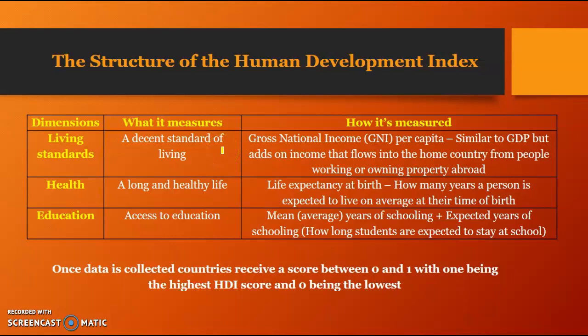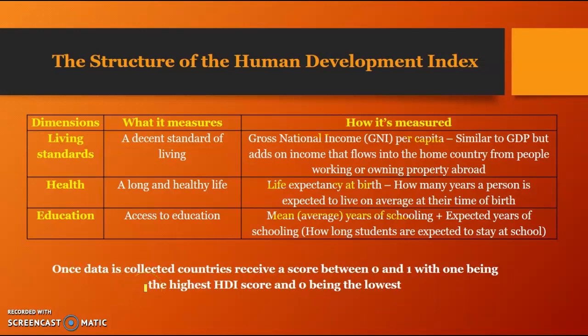Living standards is measured by GNI per capita, very similar to GDP per capita or income per person, but it includes income that's flowing back into the country from people working abroad, which we've talked about before, which is also referred to as foreign remittances. Your second dimension, life expectancy at birth. So what's the average life expectancy for someone when they're born, to get a measure of health. And the last one, we do what we call the mean years of schooling, which is the average years of schooling, plus the expected years of schooling. So it's trying to measure education levels, health, and our overall living standards by income per person to get a better overall measure of our overall living standards.